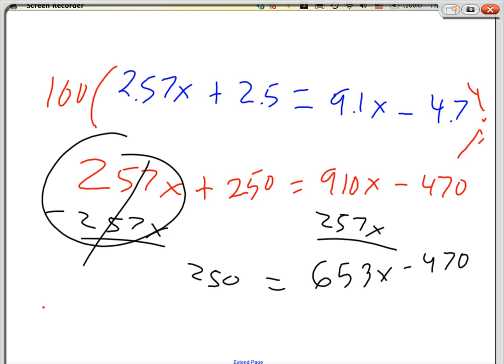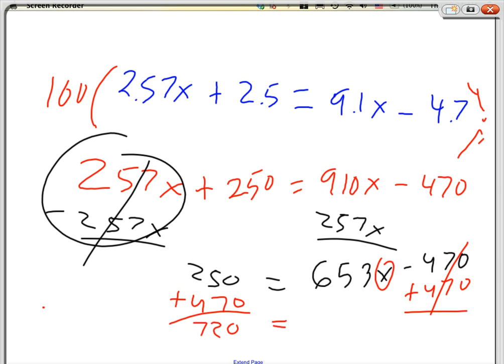And now I have all my x's reunited. I know I didn't have to solve for x. What do I need to get rid of now? Thank you very much. 470. Is that a term or a coefficient? How do I get rid of the 470 term? Very good. Opposite operation, so I add 470 over. This is gone on this side. And what is 250 plus 470? 720, right? Equals 653x on the other side.